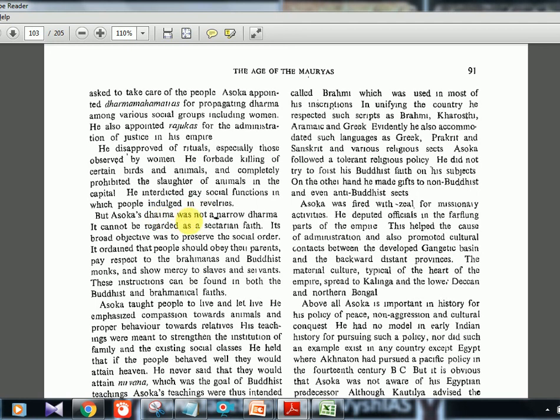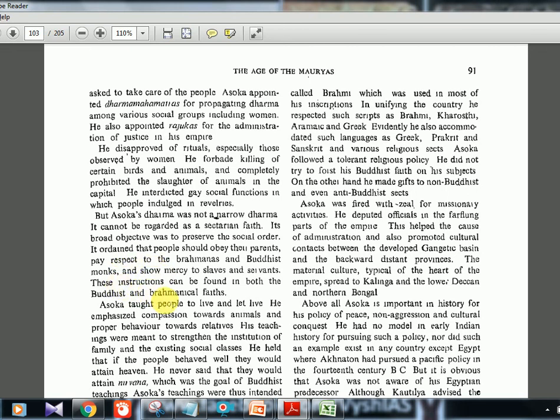But Ashoka's dharma was not a narrow dharma. It cannot be regarded as a sectarian faith. Its broad objective was to preserve the social order. So broadly what he wanted is to maintain social order. Okay, it's not like a subsection of Buddhism or something. It ordained that people should obey their parents, pay respect to the Brahmanas and Buddhist monks, and show mercy to slaves and servants. So these are all objectives of his social order policy.